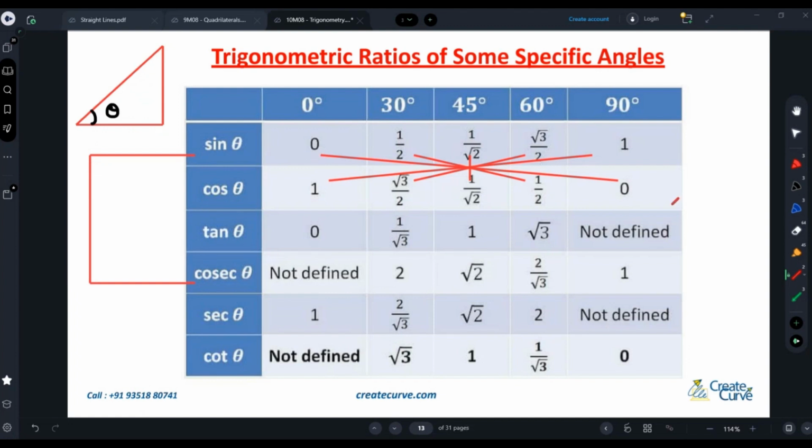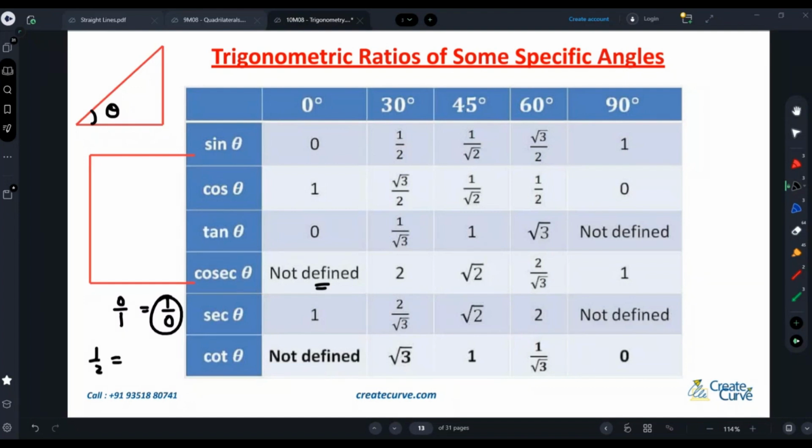Now, reciprocal. What is the meaning of reciprocal? If 0 is the value, reciprocal means this is basically 0 over 1. So reciprocal will become what? 1 over 0. 1 over 0 is not defined. The sine theta value for 30 degrees is 1 by 2. Reciprocal of 1 by 2 will become 2 by 1. That is the value for cosec 30. Same way, reciprocal for 45 degrees is root 2 by 1. Same way, reciprocal for 60 degrees will become 2 over root 3, and reciprocal for 1 over 1 will be 1.